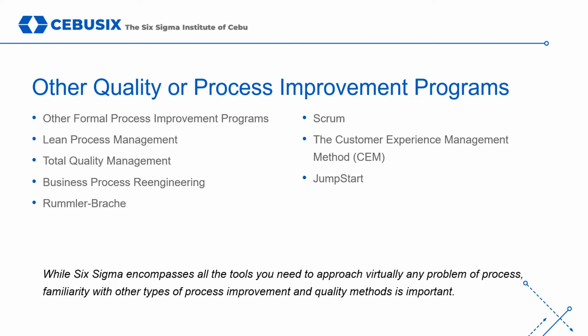Other methods, including Lean and JumpStart, add value within a Six Sigma approach. Others may also be used by outside resources along with a Six Sigma project. Even if you don't use or work with some of these programs, you need to communicate with leadership and business partners who are more familiar with the other methods.